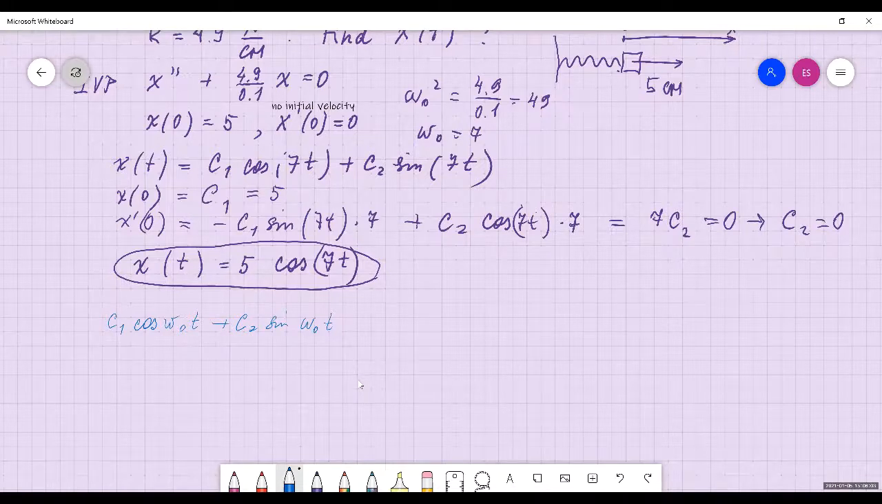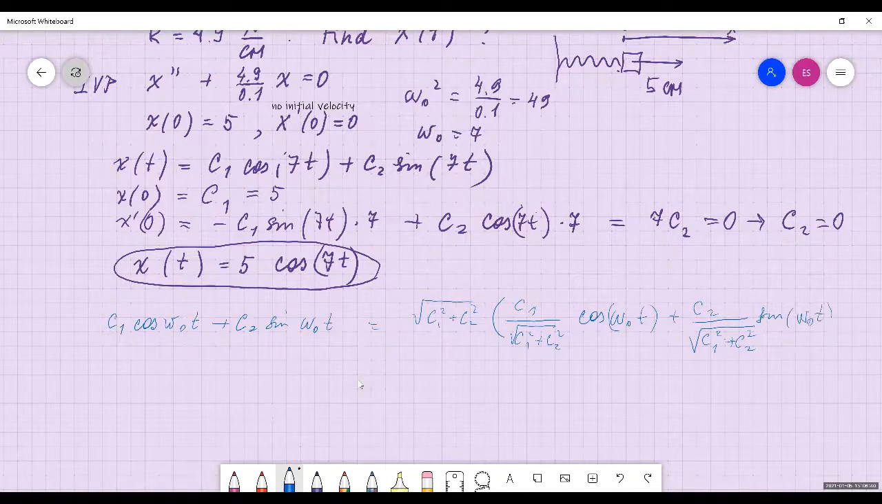What I'm going to do is divide and multiply my expression by the square root of C1 square plus C2 square. Whatever is multiplied is going to stay here. The divided part is going to belong to each of the first and second terms: C1 over the square root of C1 square plus C2 square, cosine of omega 0t, plus C2 over the square root of C1 square plus C2 square, sine of omega 0t.